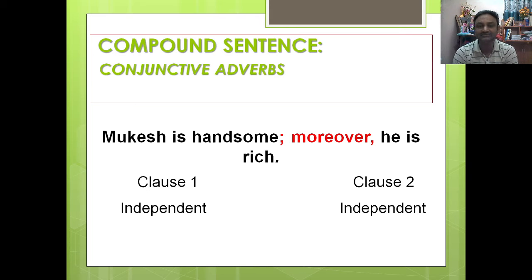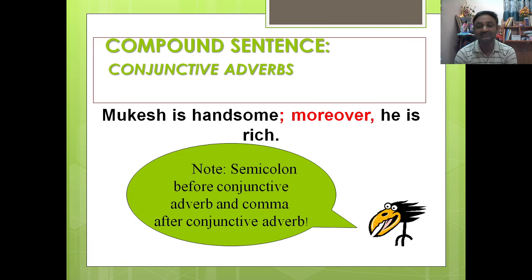Mukesh is handsome; moreover, he is rich. So both the clauses, clause 1 and clause 2, are independent. Mukesh is handsome is clause 1 and he is rich is clause 2. If you read them individually, they are independent clauses. So: Mukesh is handsome; moreover, he is rich.